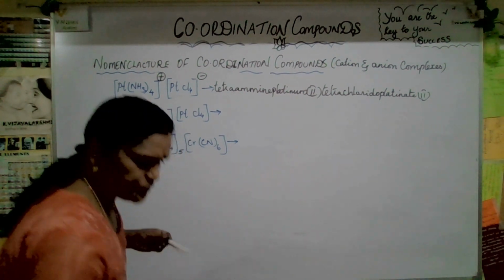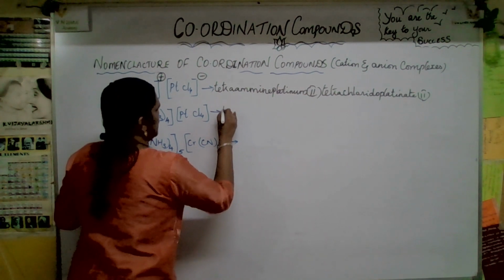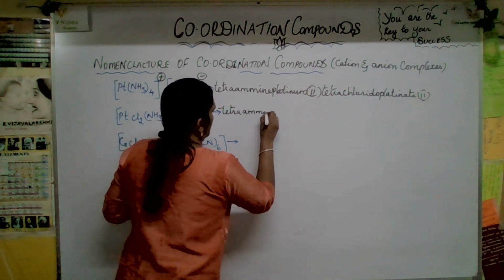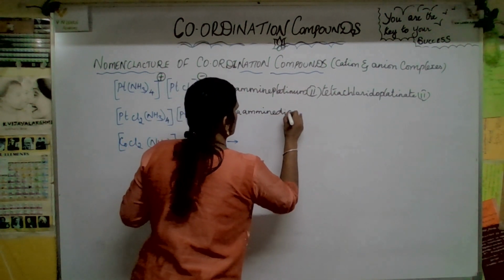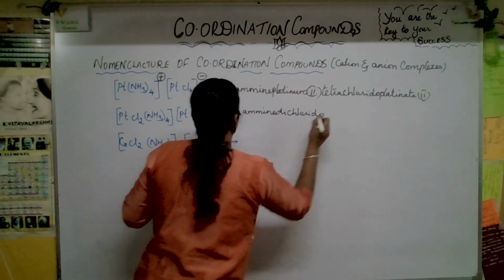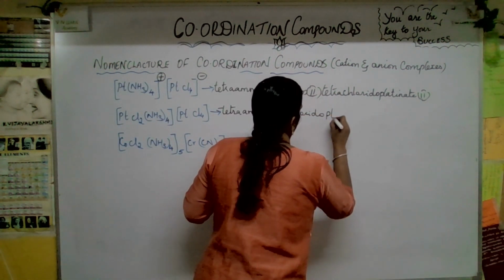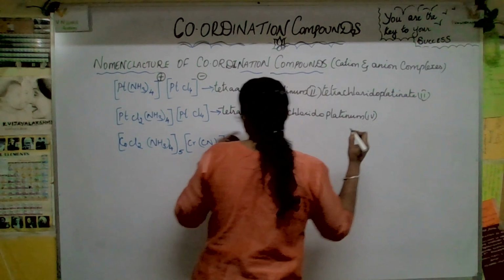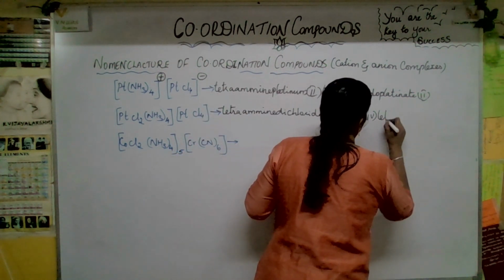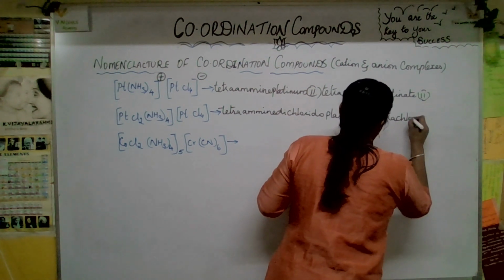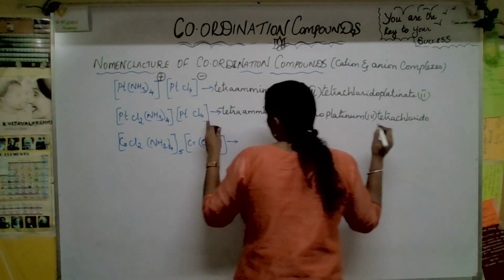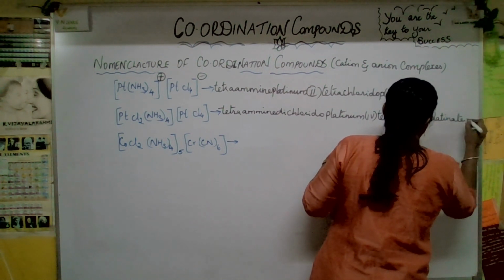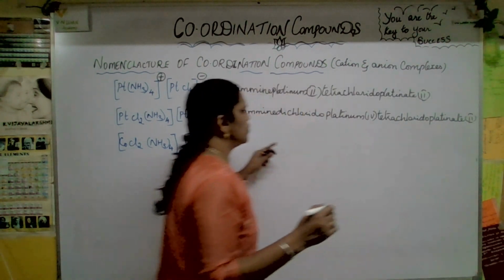Okay, I'll change the pen. Tetramine dichlorido platinum 4, tetrachlorido platinate 2. You got a clear idea?